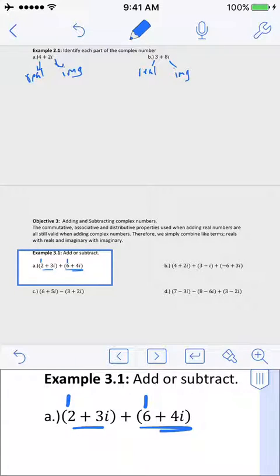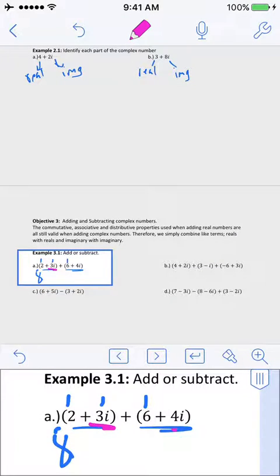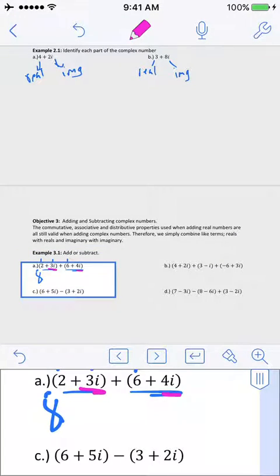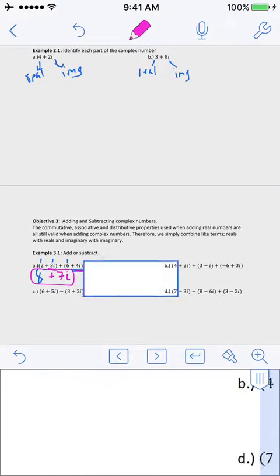The real parts, add 2 plus 6 is 8. And the imaginary parts, 3i and 4i, I'm just adding like terms here, right? So I'm not multiplying, it doesn't become i squared. I'll just add the coefficients, 7i. 8 plus 7i is my new complex number.